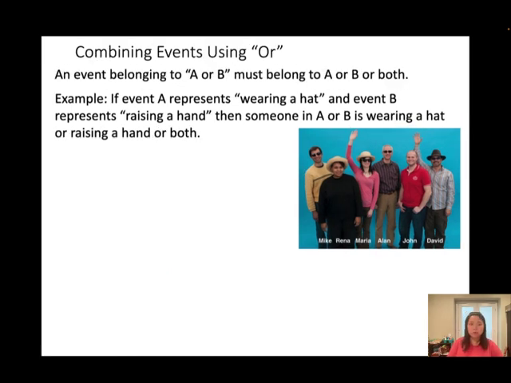Okay, next example. If the event A represents wearing a hat and event B represents raising a hand, then someone in A or B is wearing a hat or raising a hand or both.